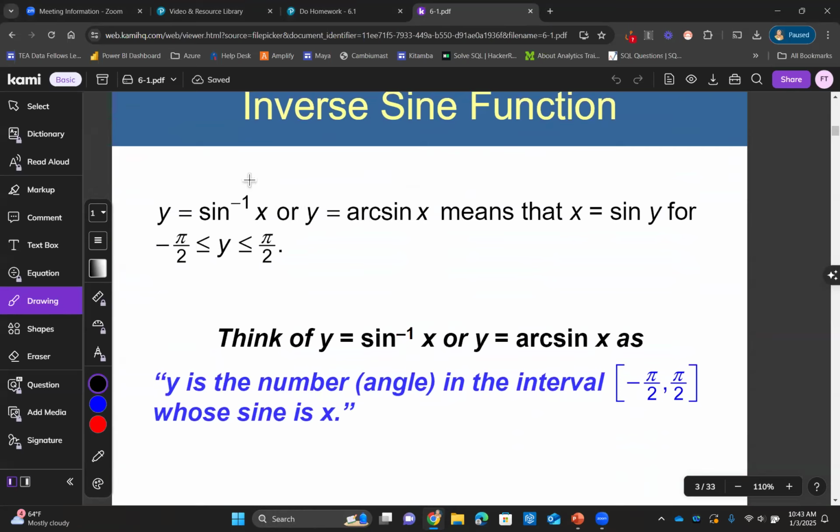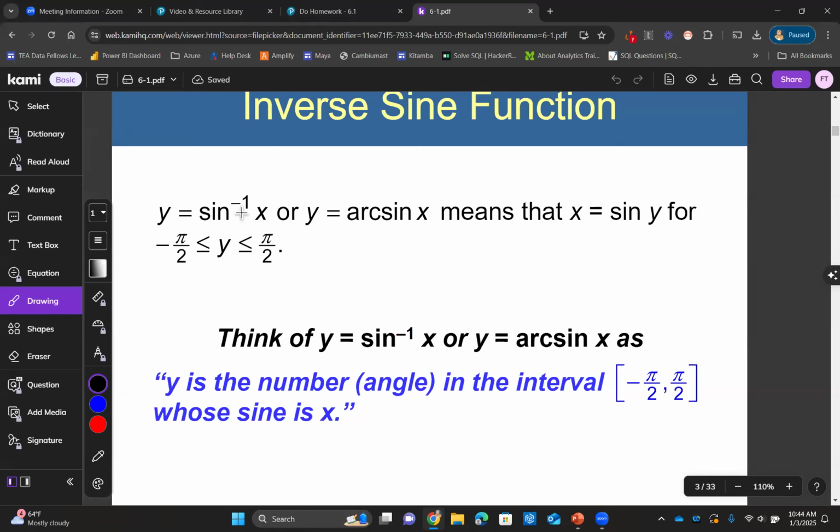The representation y equals sine to the power of negative 1 x, or y equals arcsine of x. They both mean the same thing. It means that when you look for the x value, x will be equal to the sine of y. So here, y and x are inverses of each other.